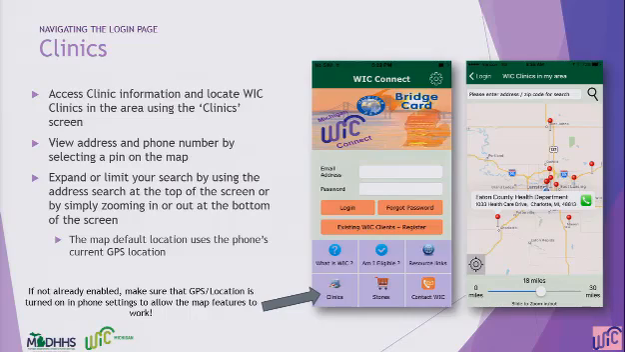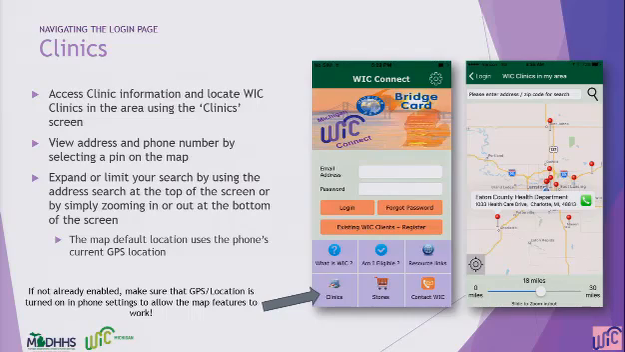The Clinic screen allows users to access clinic information and locate WIC clinics in their area through the use of an interactive map feature. For this feature to work, the GPS location setting must be turned on in the phone settings. If the setting is not turned on, the app will provide a pop-up reminder to inform the users to change the setting.